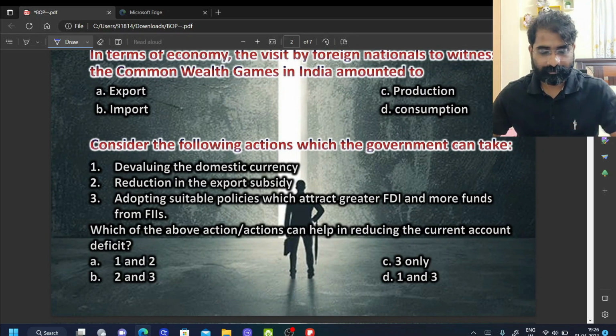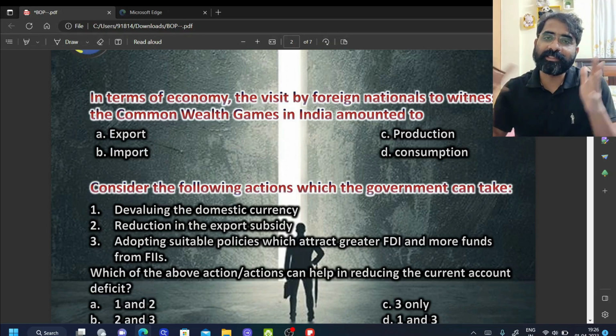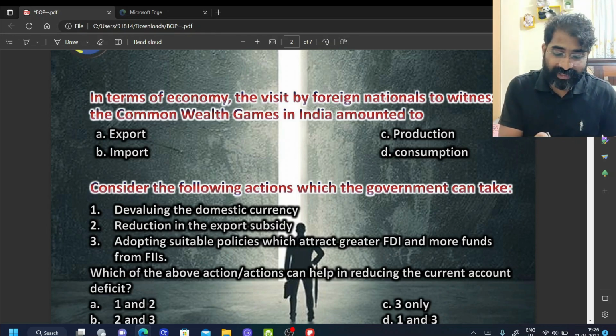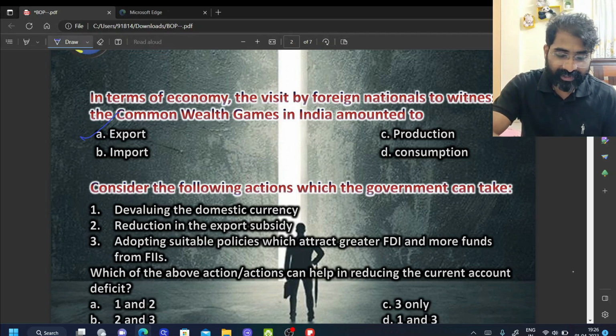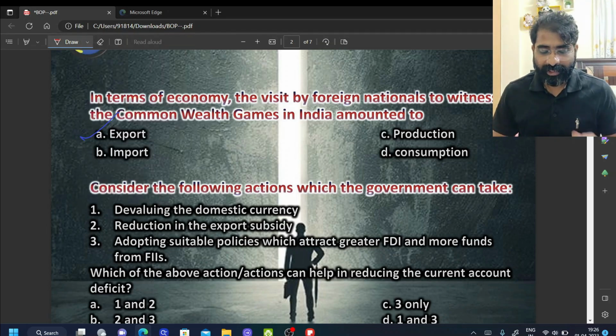See here. In terms of economy, the visit by foreign nationals to witness a Commonwealth game. If a foreign national is coming in and he is spending some dollars, it will be treated as export, since he is spending some dollars.